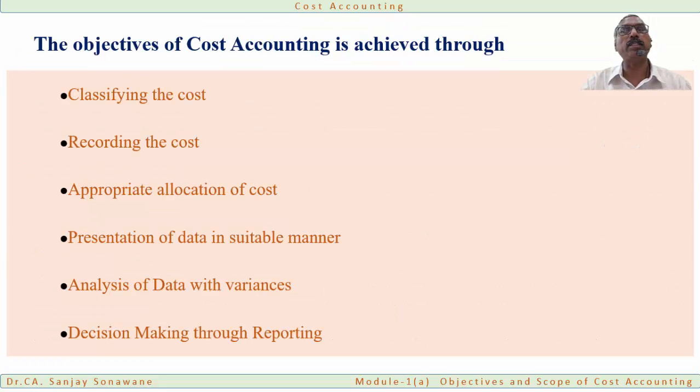The next one is how these objectives of cost accounting can be achieved. Now this is just a simple process of how cost accounting works. So we will try to know how cost accounting works. The first one is that we are classifying the cost. Then we are recording the cost. There is an appropriate allocation of the cost. And the cost data is prepared in a specific format.